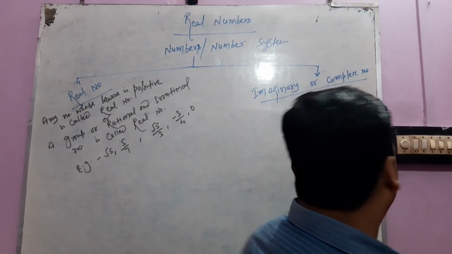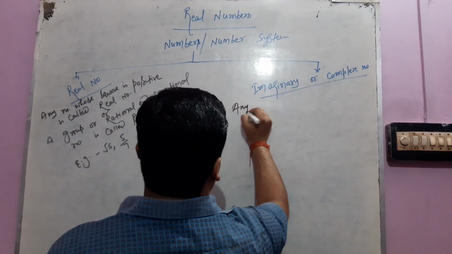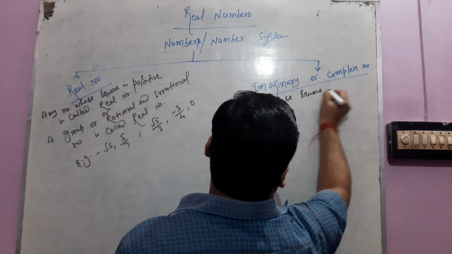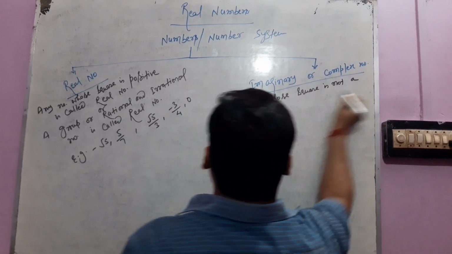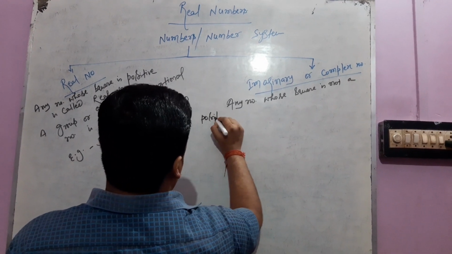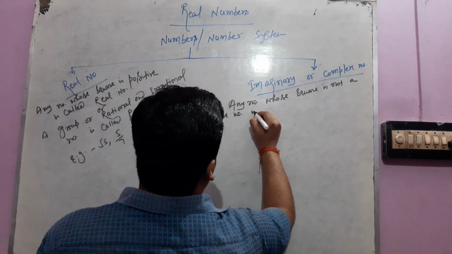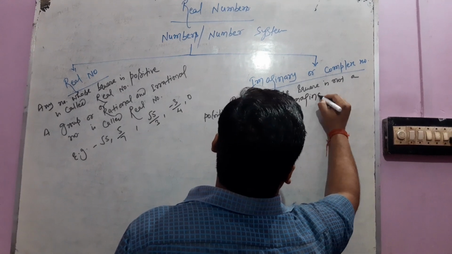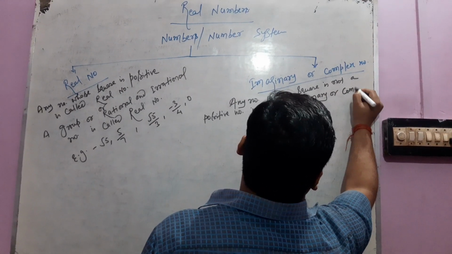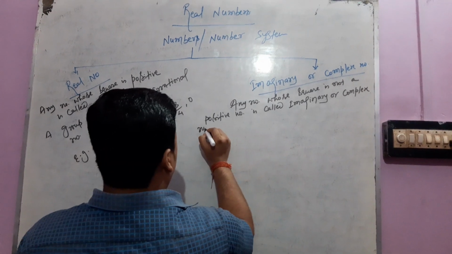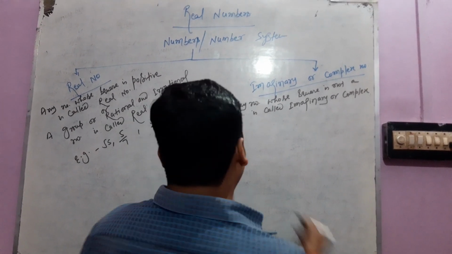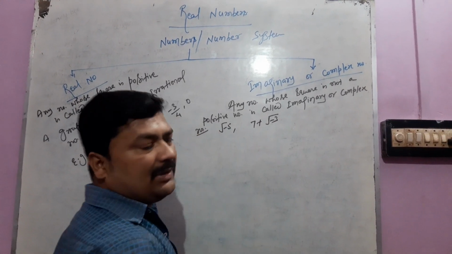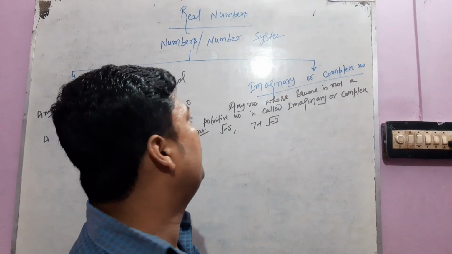Now imaginary or complex number. Any number whose square is not a positive number is called an imaginary or complex number. For example, under root minus 5 is a complex number, 7 plus under root minus 3 is a complex number. These are some examples of complex or imaginary numbers.